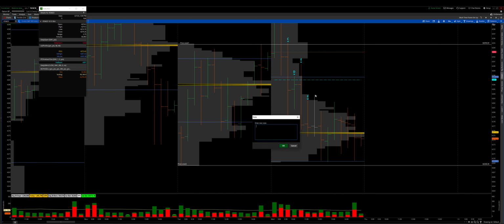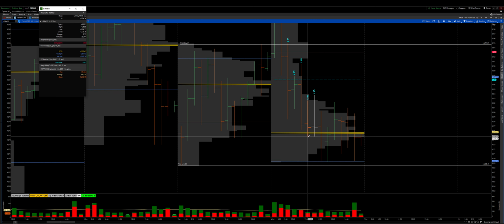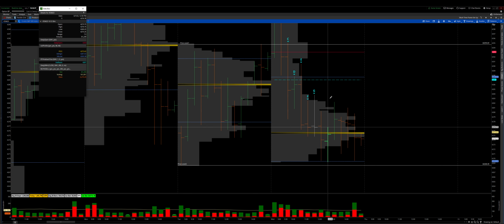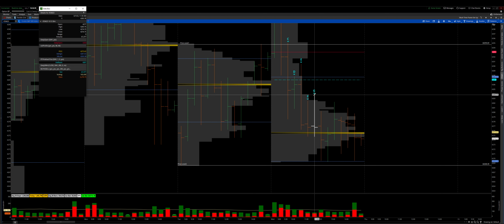But this is G period here, right? So we got G period now. G period could not take out F's low, and you can see that here, right? F's low was 42.74.25. G period got down to it, could not take it out, and then pushed up, took out F's high, resulting in what we say in the profile world as an afternoon rally high.